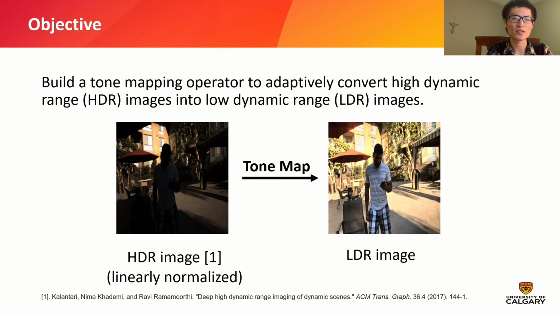The objective of this paper is to build a time mapping operator to adaptively convert high dynamic range images into low dynamic range images. Here I give an HDR image and an LDR image to help you understand. I should mention that HDR images can't be displayed by most devices, so here I apply linear normalization to this HDR image.